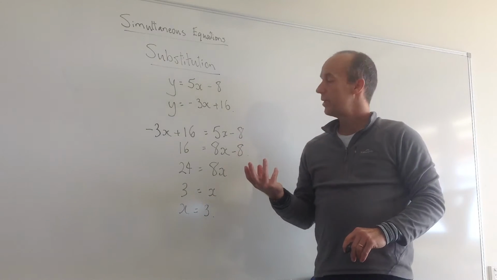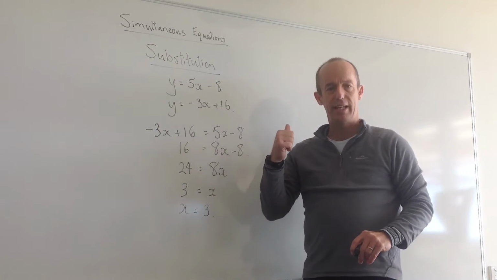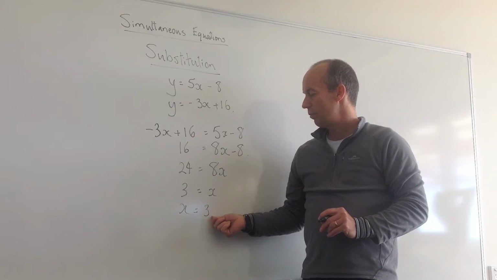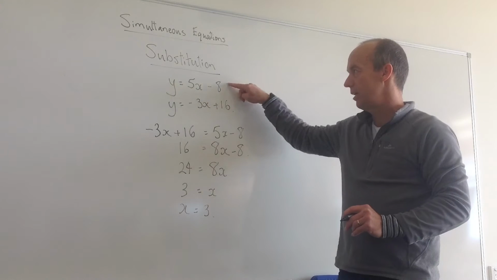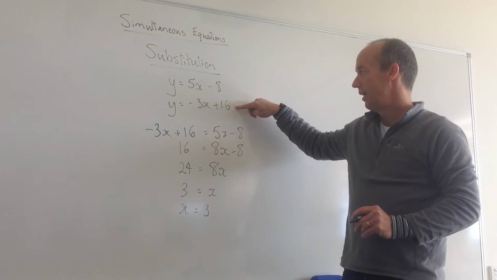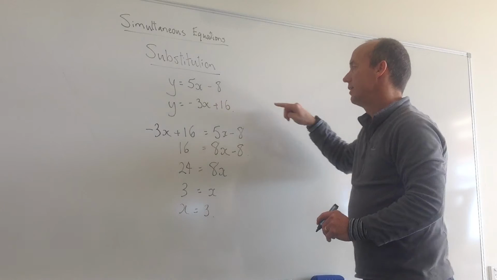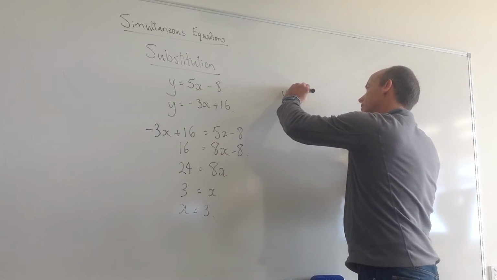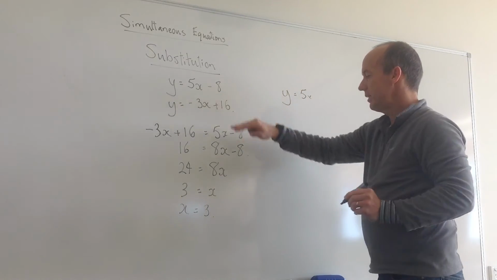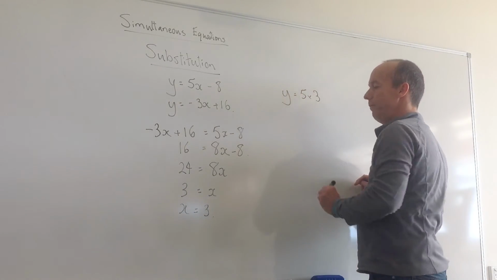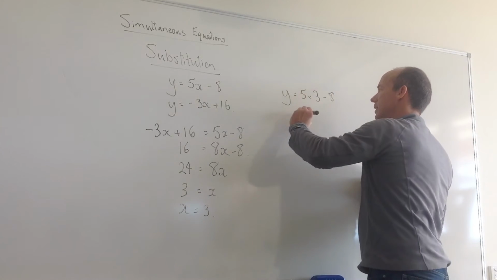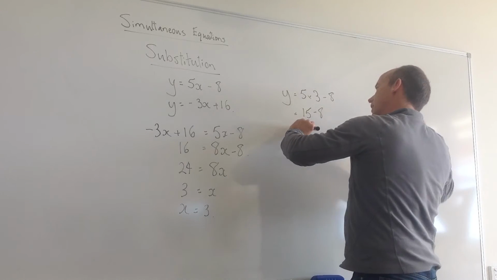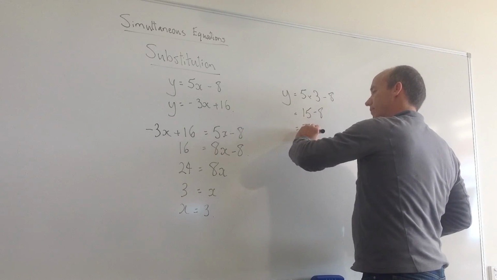Now when we're solving simultaneous equations, we've got to give both the x value and the y value. So what I can do is take my x solution and put it back into either of these original equations. So let's do it into the first equation. So I can say that y is equal to 5 times 3 minus 8. 5 times 3 is 15 minus 8. So y is going to be equal to 7.